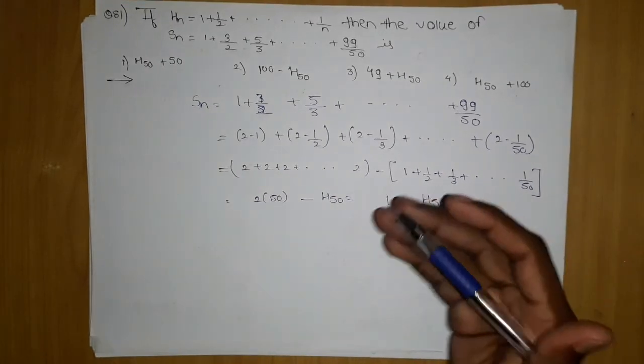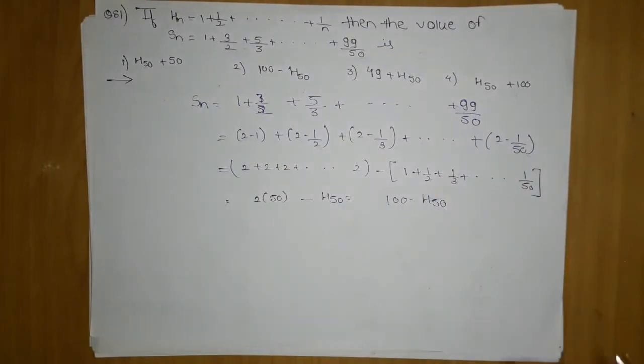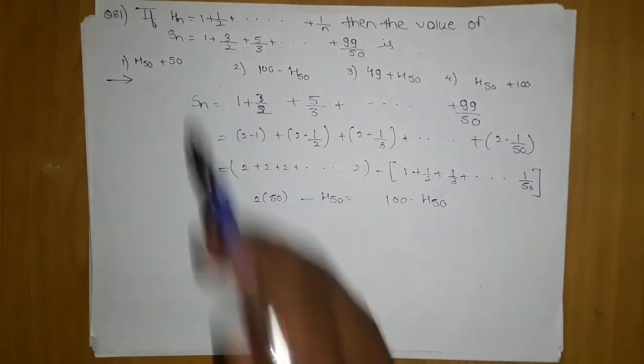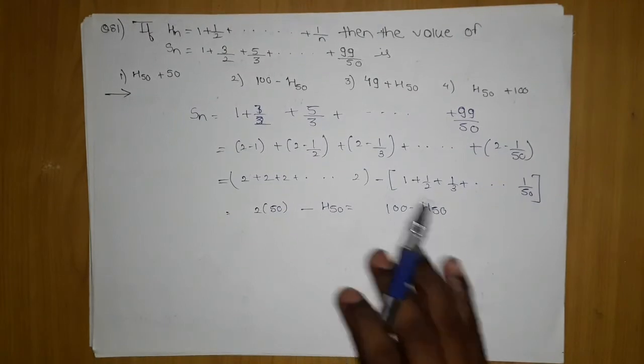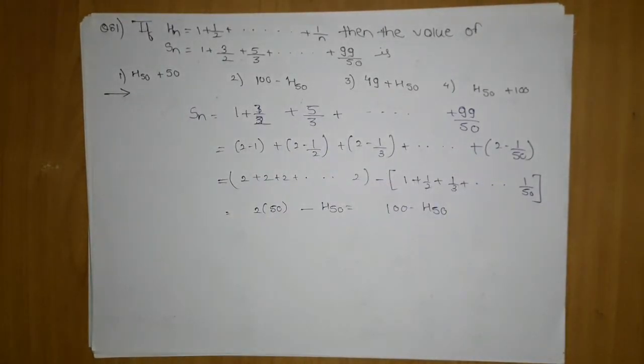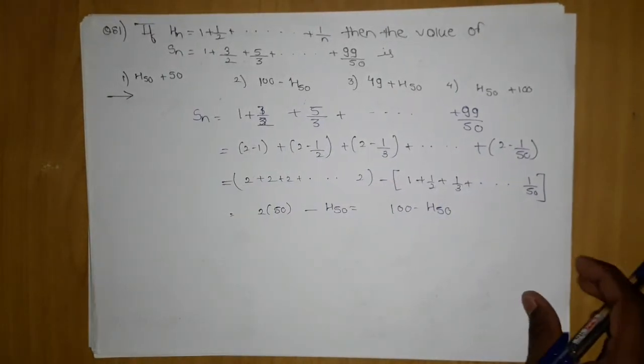The basic idea was to bring Hn into the Sn summation by manipulation, because our options include H's. So these types of questions are based on your observation. Now let's move on to the next question. The next question is as follows.